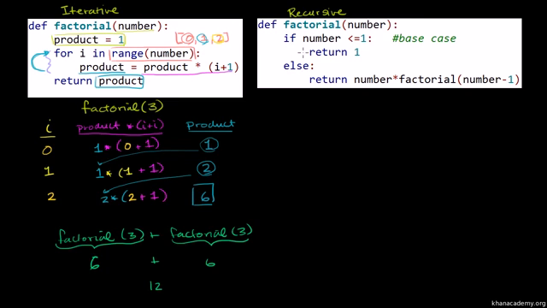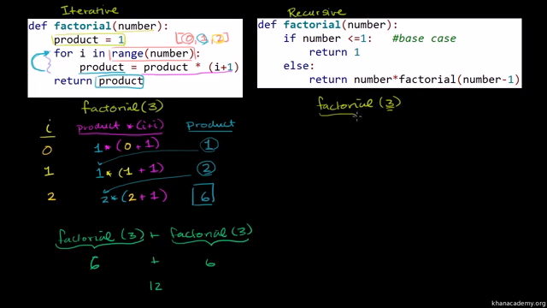Now let's compare the recursive definition. And this one's a little bit more fun in a lot of ways. So once again, we're going to call factorial of 3. So 3 is our argument. That's the value that number will refer to, it'll take on. And it says if number is less than or equal to 1. Well, 3 is not less than or equal to 1. So we're not going to do this part over here. We're going to do the else clause. So we're going to return number times factorial of all of this.